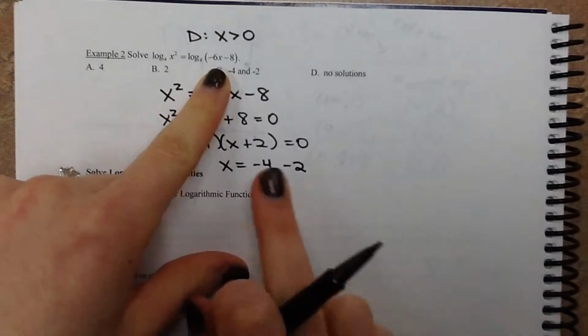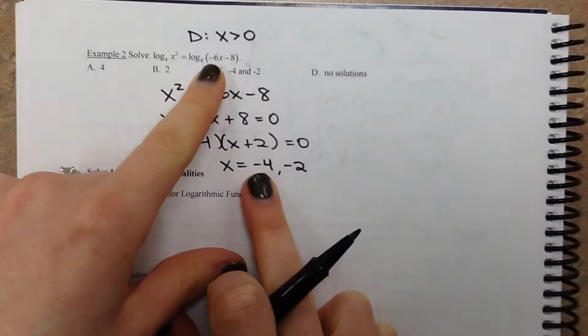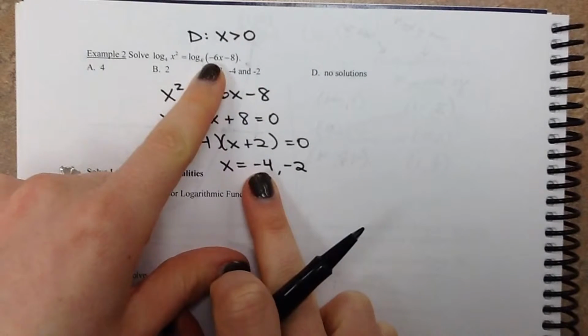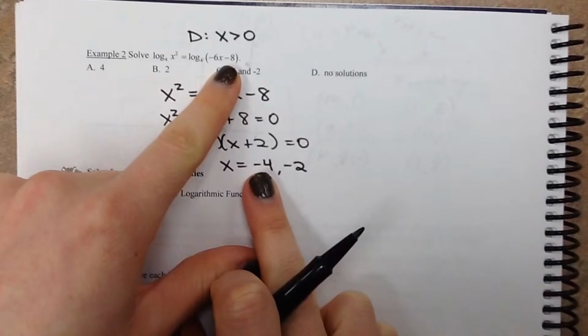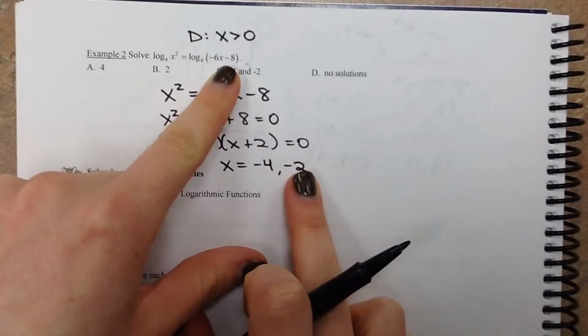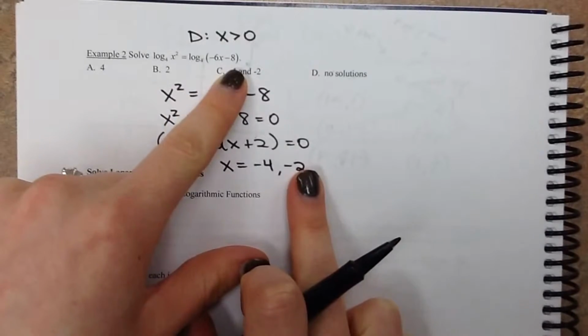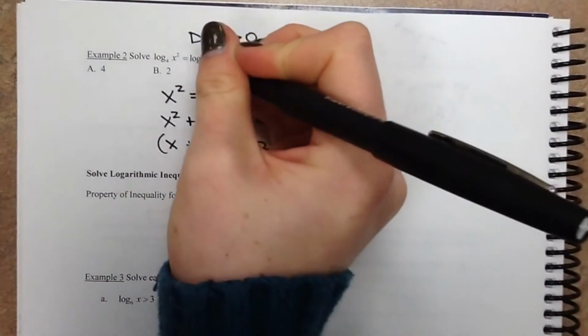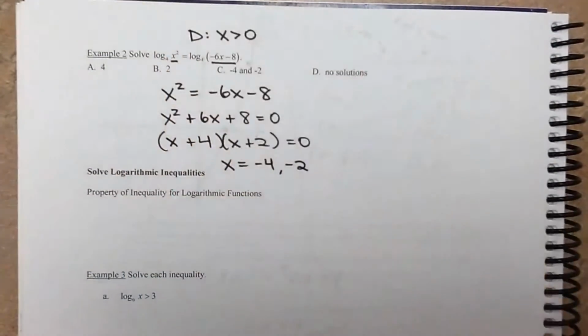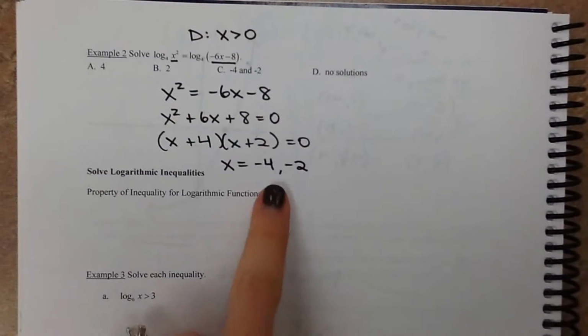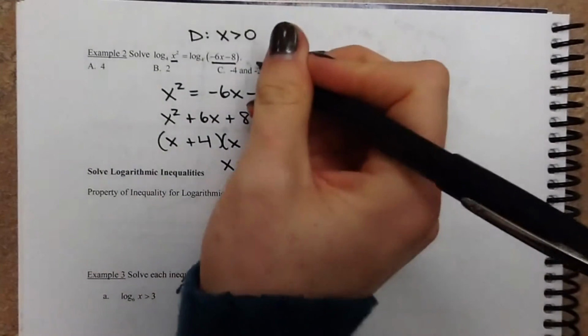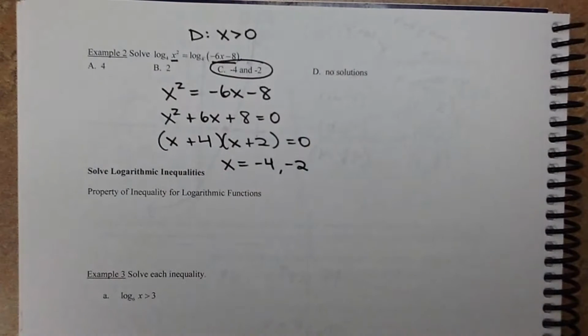Let's check these. Negative 6 times negative 4 is positive 24 minus 8, so that's positive, so that's still fine. And then negative 2. Negative 6 times negative 2 is 12 minus 8, that comes out positive, so that's fine. What we're double checking is to make sure that this stuff on the inside is positive when you plug in these answers. All right, so they both turned out to work, no issues with the domains, that would be letter C.